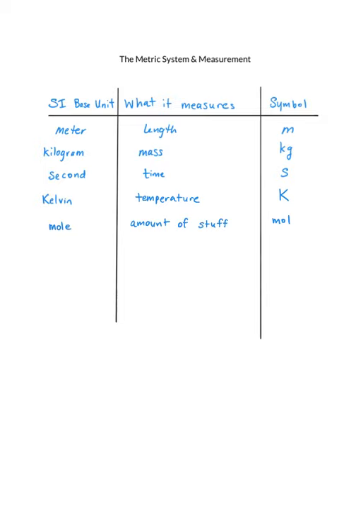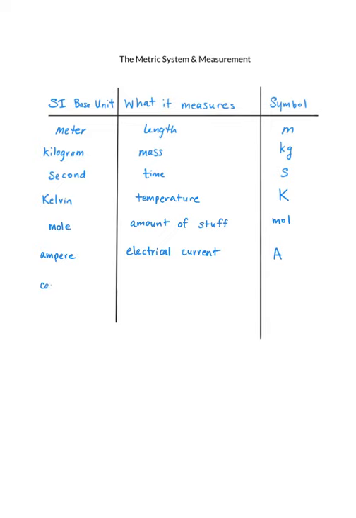These 5 base SI units, while not a comprehensive list of SI units at this point, represent the 5 that we'll most commonly encounter in this general chemistry course. There are 2 others. There's the ampere, which measures electrical current and is abbreviated amp, or capital A.